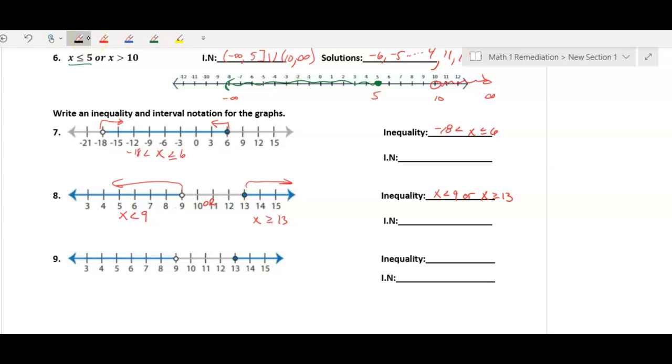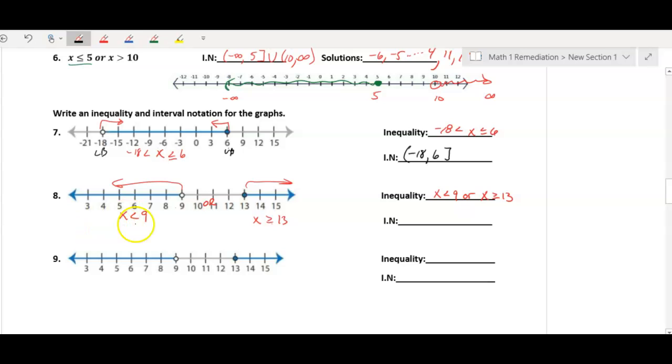Now let's go and look at the interval notation here. My interval notation for this one would be my lower bound would be -18. My upper bound would be 6. Since we're not equal to -18, it's a round bracket. Since we're equal to 6, it'd be a square bracket.